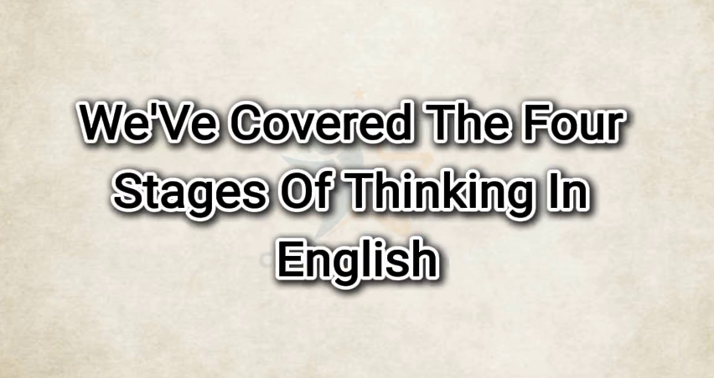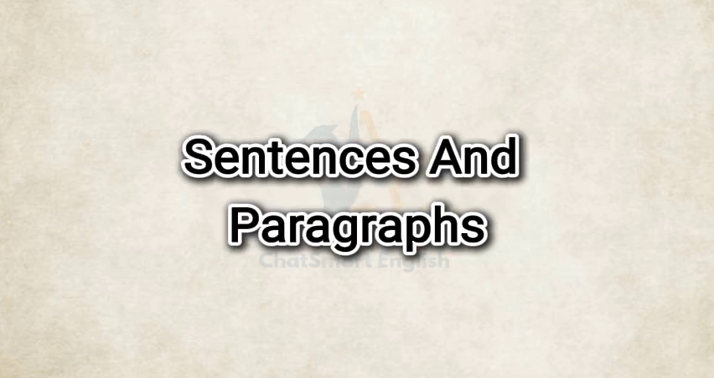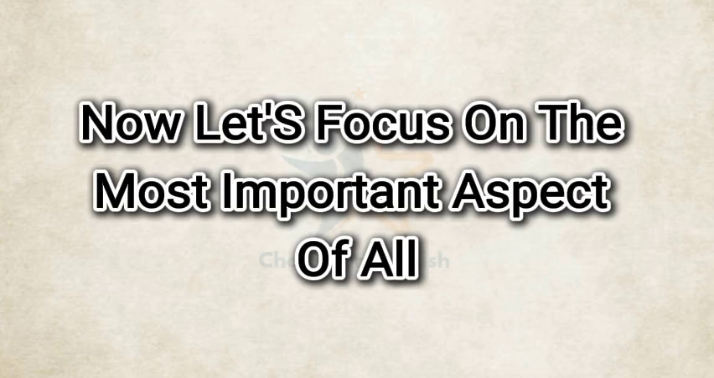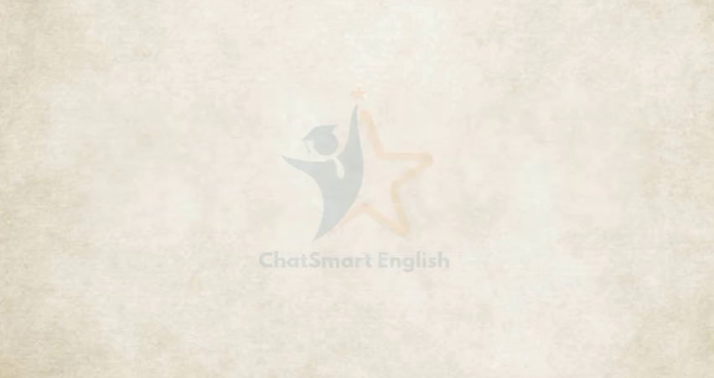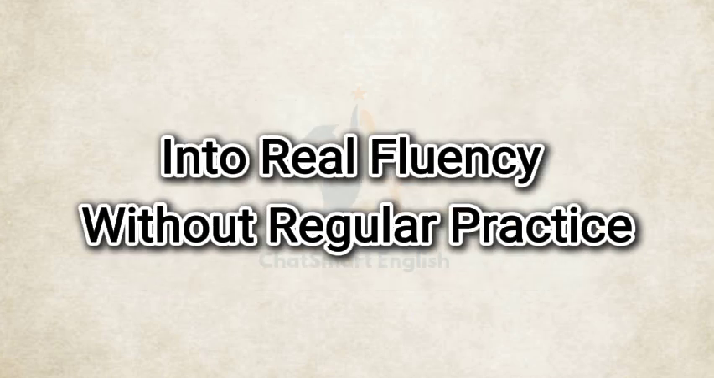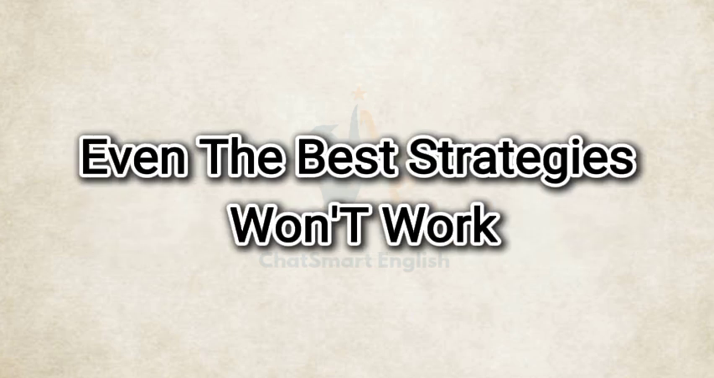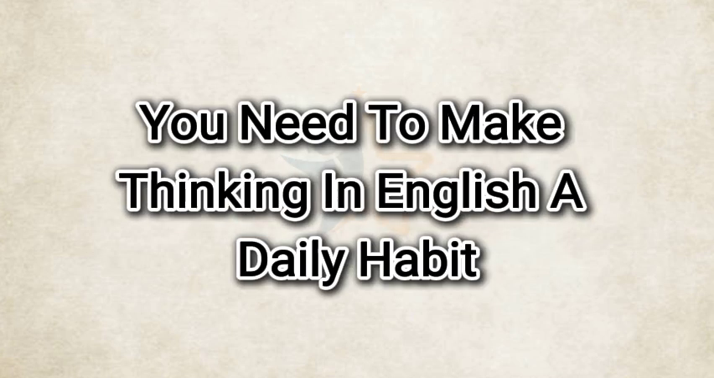We've covered the 4 stages of thinking in English: verbs, nouns, sentences, and paragraphs. Now, let's focus on the most important aspect of all: the power of consistent practice. Consistency is what transforms these stages from theory into real fluency. Without regular practice, even the best strategies won't work. To achieve fluency, you need to make thinking in English a daily habit.